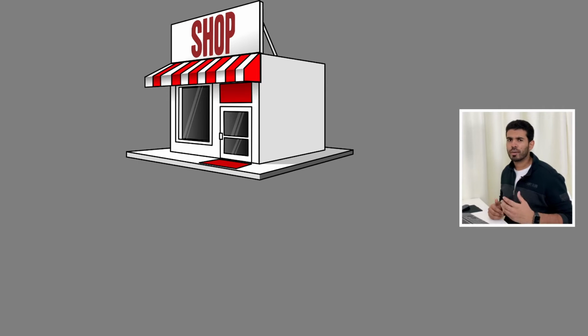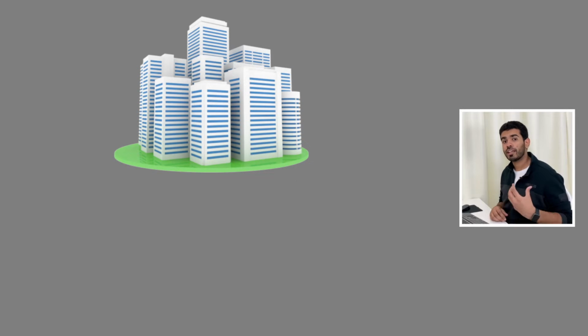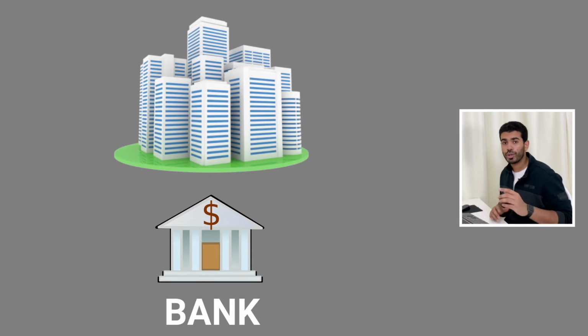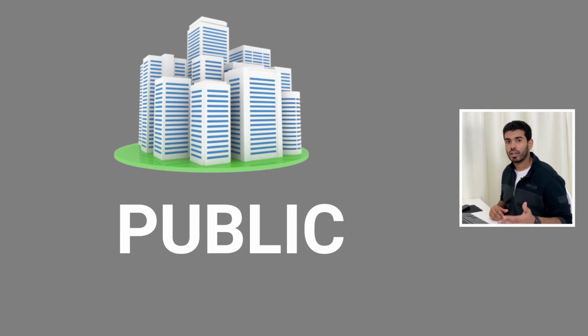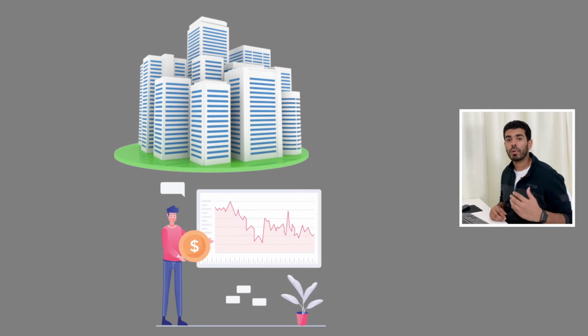Now let's say that your company starts doing really well. It becomes a big organization. You have multiple different shops now. Now you want to expand even more. Again, you can take a big loan from the bank, or you can decide that you want to list your company publicly. What this means is that anyone in the stock market can actually buy stocks of your company and become a small investor in your business.